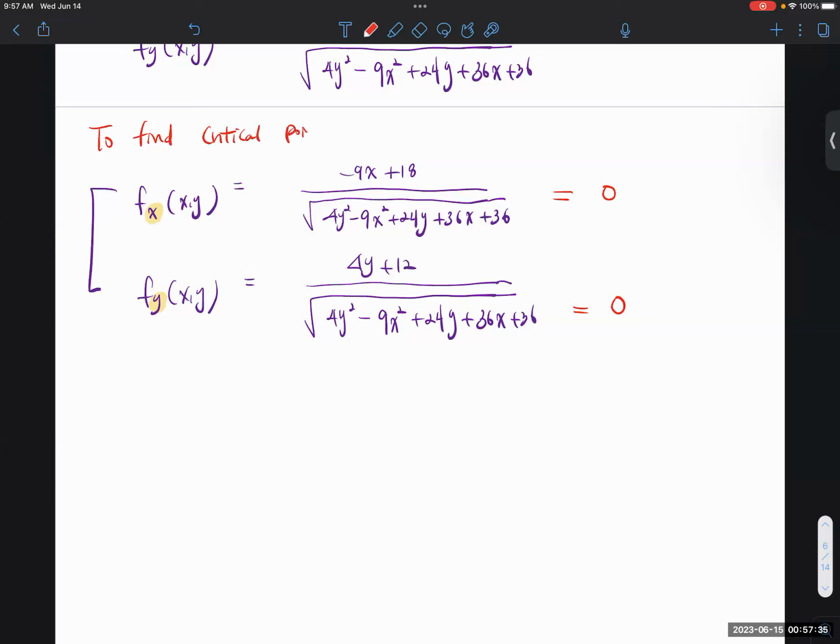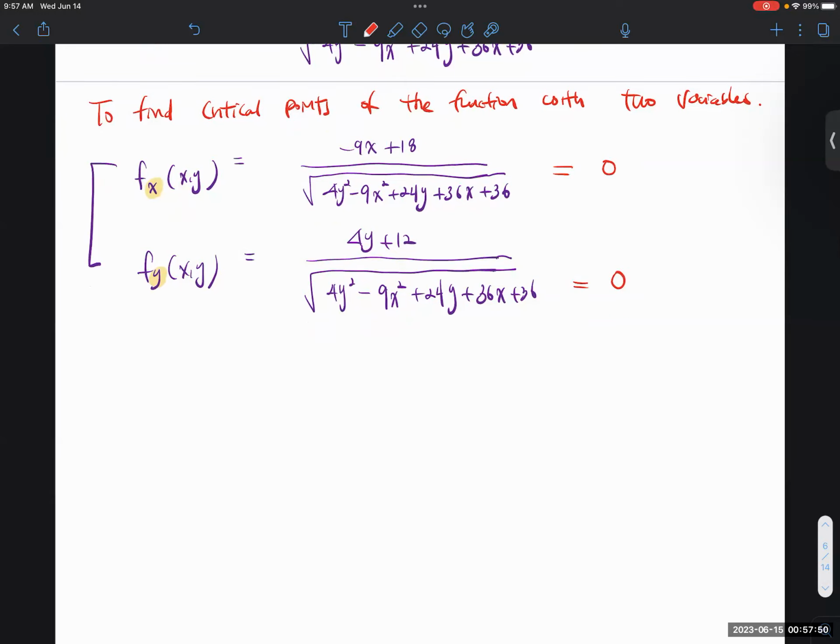to find critical points of the function with two variables, correct? So what does it mean? If you do the cross multiplication, 0 is the same as 0 over 1, correct? Are you following? So you can say negative 9x plus 18.